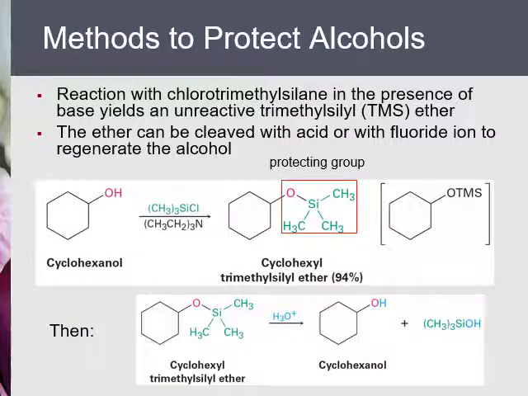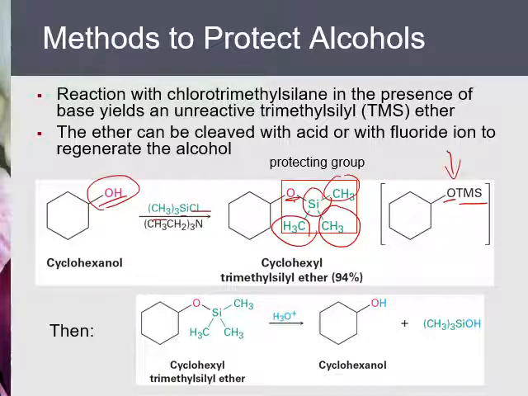Alcohols can be protected by forming trimethylsilyl ether, or OTMS. This is achieved by treating an alcohol with chlorotrimethylsilane. Since OTMS is inert to many reactions, for example, it does not react with Grignard reagent, the alcohol is protected. In the end, the alcohol can be regenerated by simply treating the OTMS with acid solution.